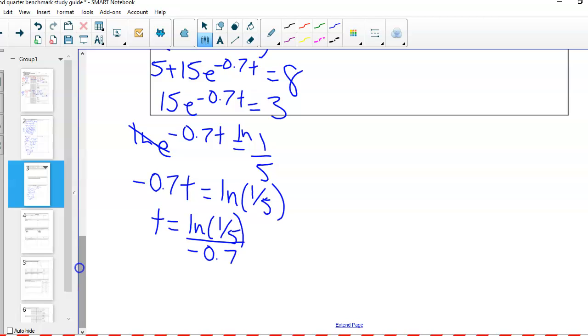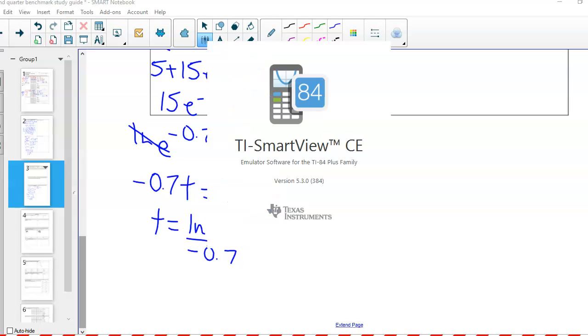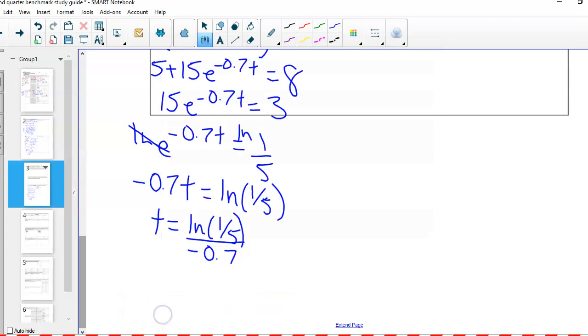Someone want to do that? I think when you get it, you should get 2.29. So about 3 years. Is that what this is? Yeah, years. We can round it.